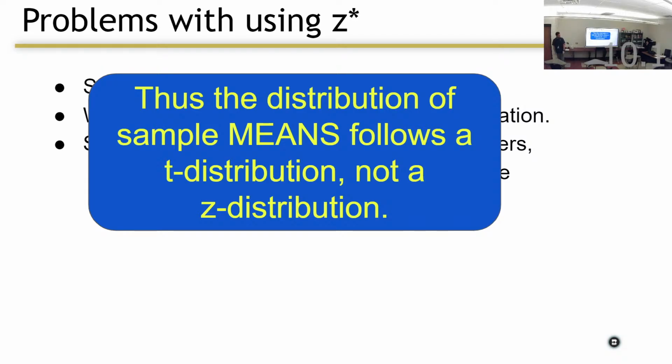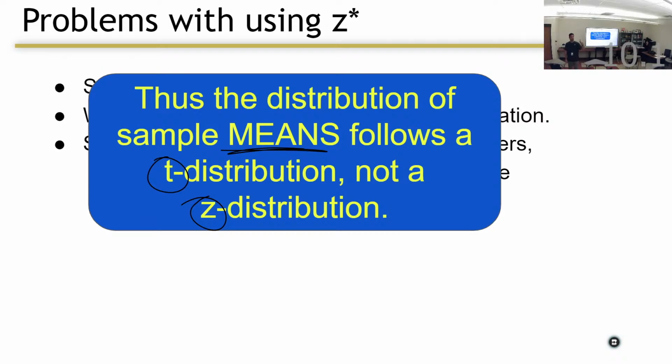Thus, the distribution for means follows a t distribution, not a z. So anytime we're dealing with means, we're no longer dealing with z's, we are dealing with t's. And that's the biggest difference between proportions and means. And guess what? In chapter 11, we're no longer going to have z-scores. We're going to have t-scores. Okay?